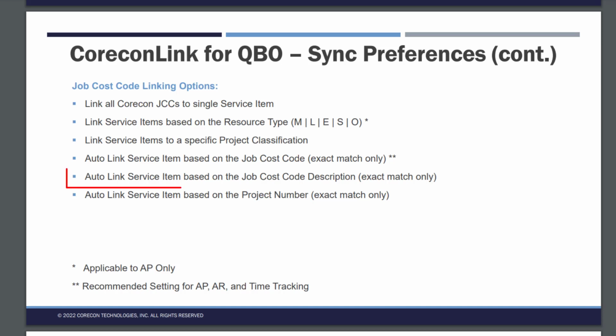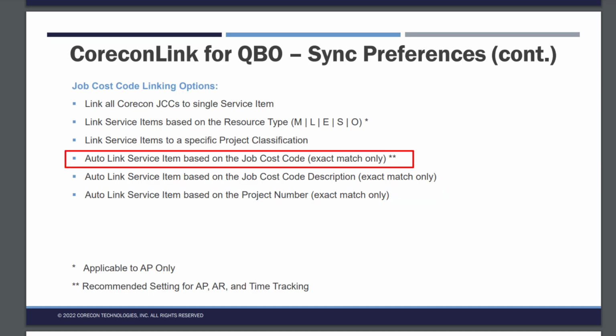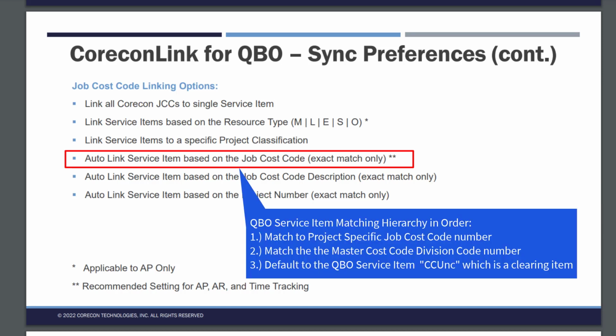The one above that is called AutoLink service item based on the job cost code description, exact match only. This is not recommended. The reason for that is that Corecon job cost code descriptions can change from project to project, and the CoreconLink and QuickBooks will have a hard time finding an exact match if someone does change that description. However, the option just above that, AutoLink service item based on job cost code exact match only, is very commonly used. In this situation, the CoreconLink is going to look for a job cost code number. If that job cost code number is showing up as a service item in QuickBooks, that's where that information will post.